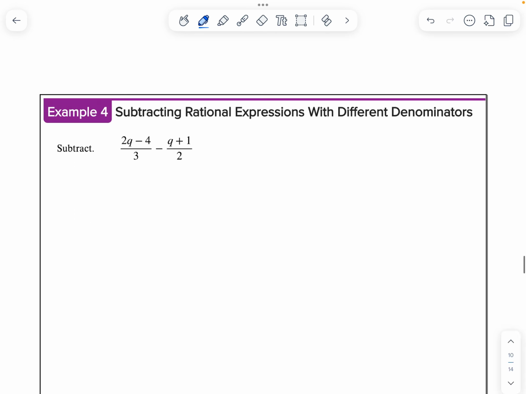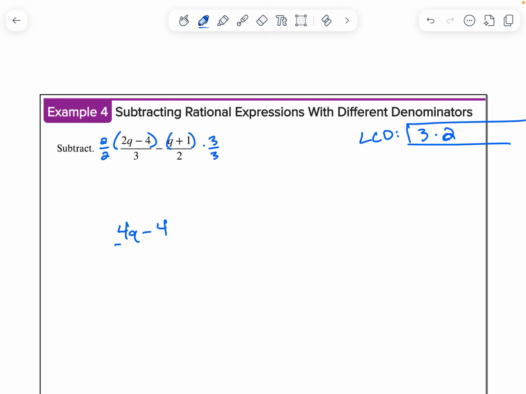All right, same thing here. The LCD: the first denominator is just a 3. The second denominator is just a 2, and that's all there is. That's okay. So what we're going to do is multiply this one by 2 over 2, and this one by 3 over 3. When we have a binomial on the top, we do have to be sure to distribute into that, and we need to be very careful with that subtraction symbol. So this is the same thing as 4q minus 4 over 6, keep my minus sign, 3q plus 3 over 6. I distributed on each of these, I distributed in.